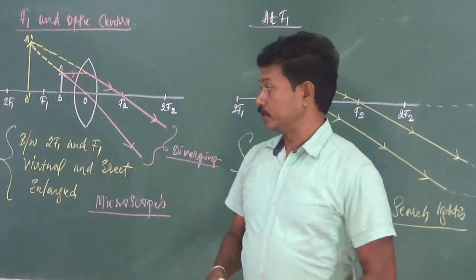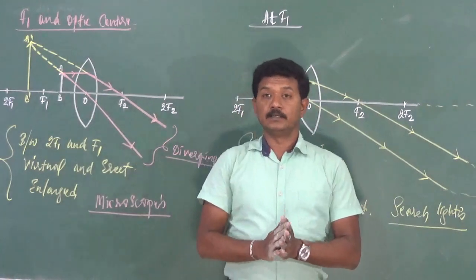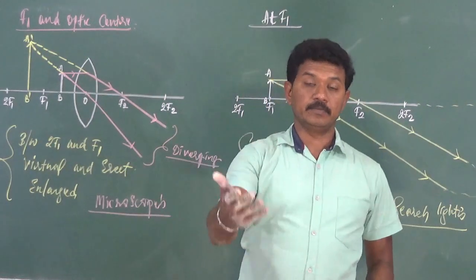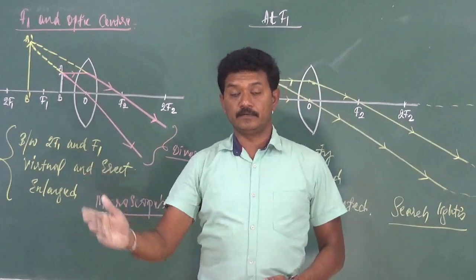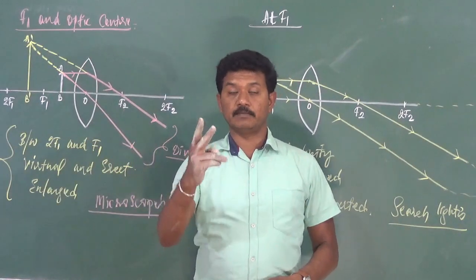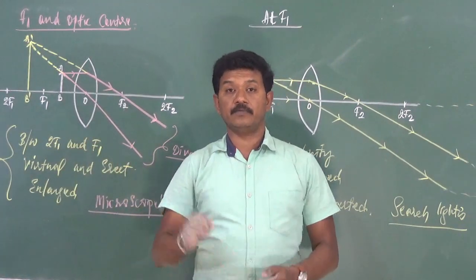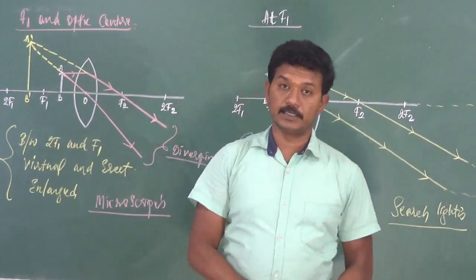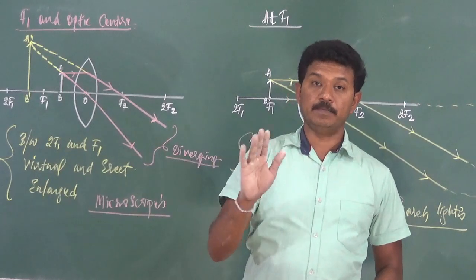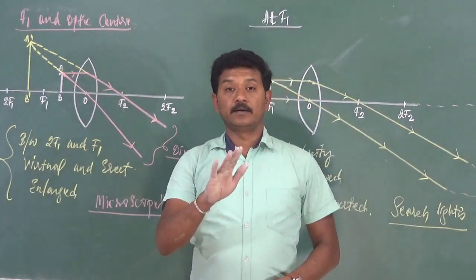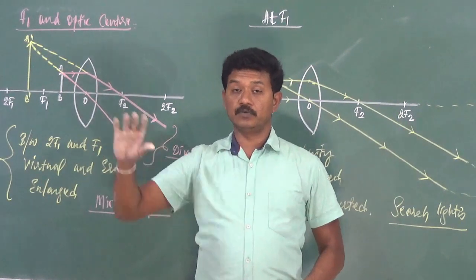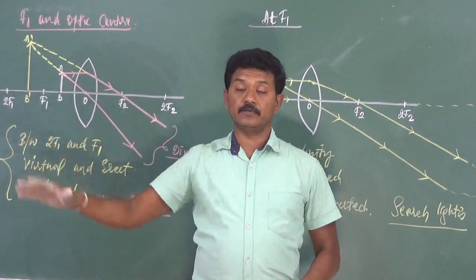So I hope you enjoyed the entire session of the ray diagrams for convex lenses. In the next class I will be getting into the relation between F, U and V, including 2 ray diagrams for concave lenses, right? So practice the ray diagrams and please understand how the images are formed, right?